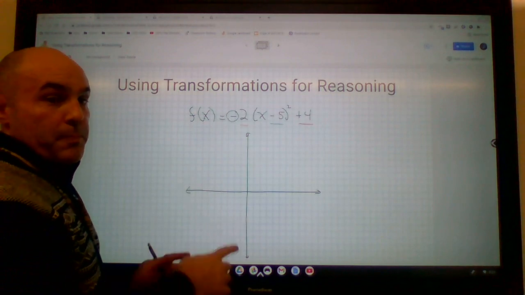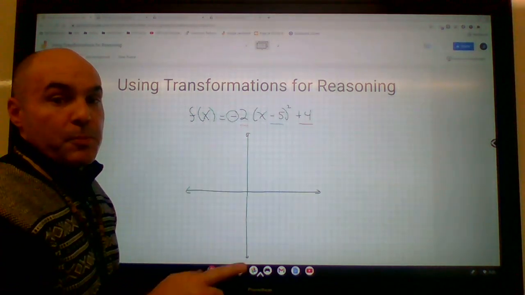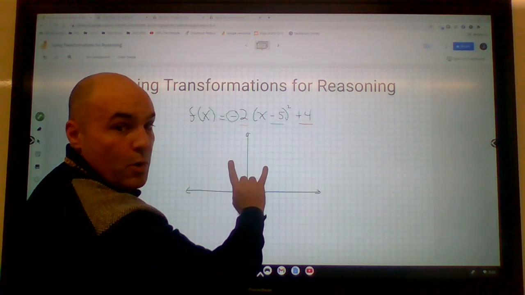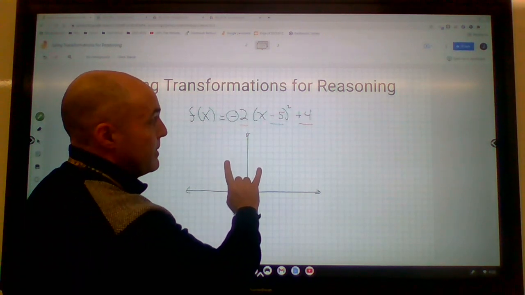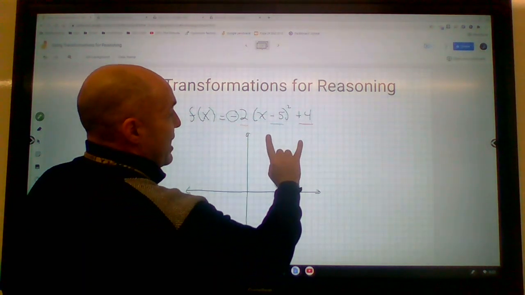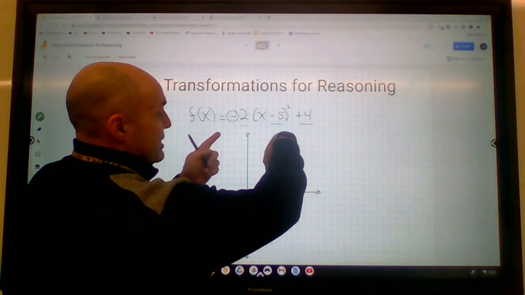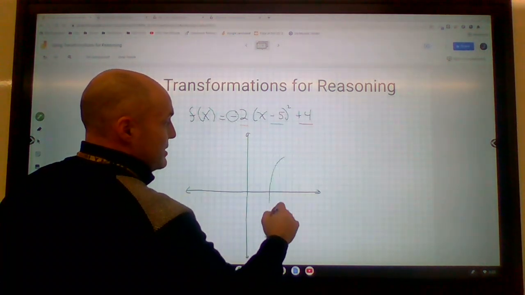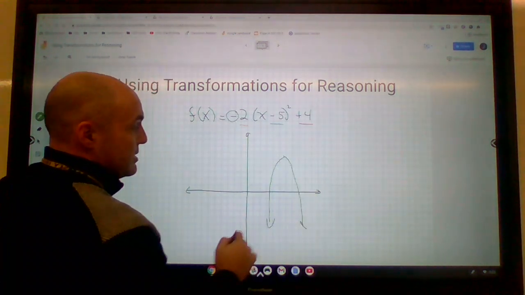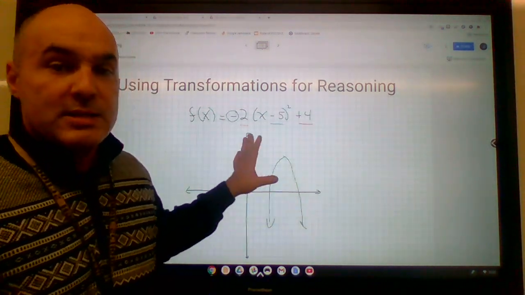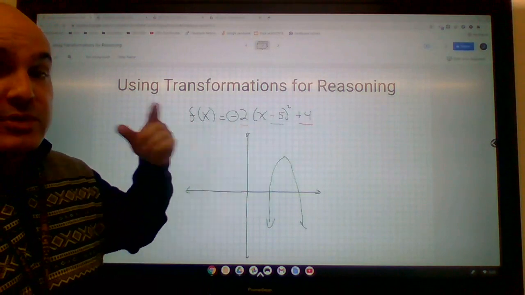Now, our quadratics are in that U or parabola shape, and I like to do like a little hook 'em horns. Our normal function would start off here, but it's going to be moved up 4 and to the right 5. It's going to be reflected and then stretched. So to get an idea, I'm going to be looking somewhere like this. The goal is not to graph it precisely. The goal is to get an idea of where the graph is going to be.